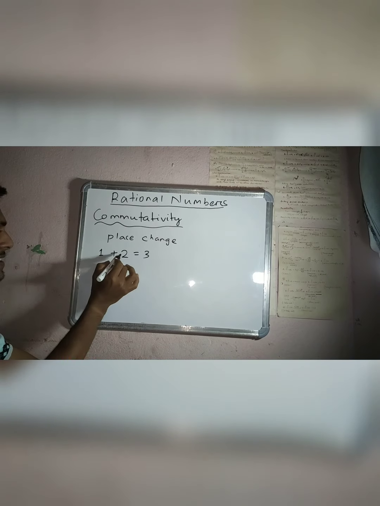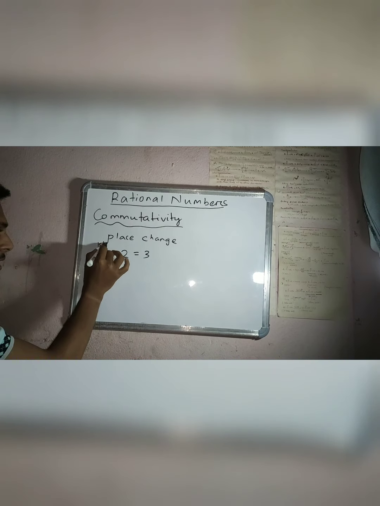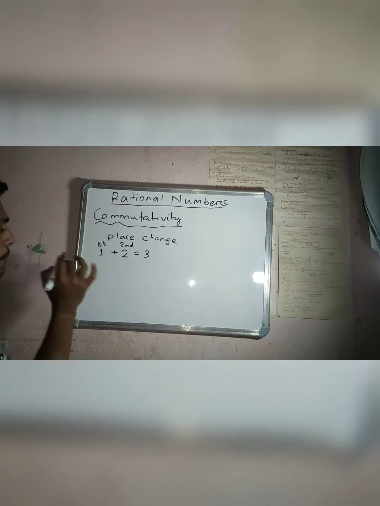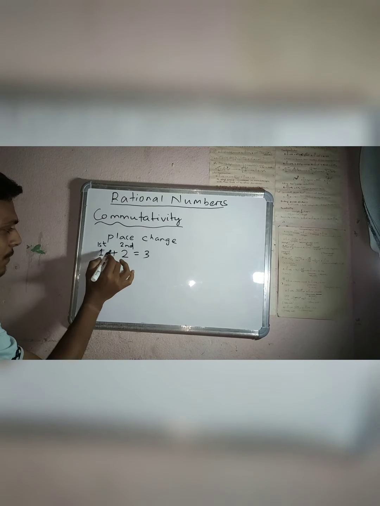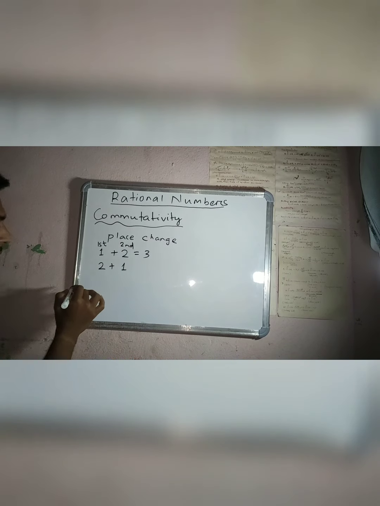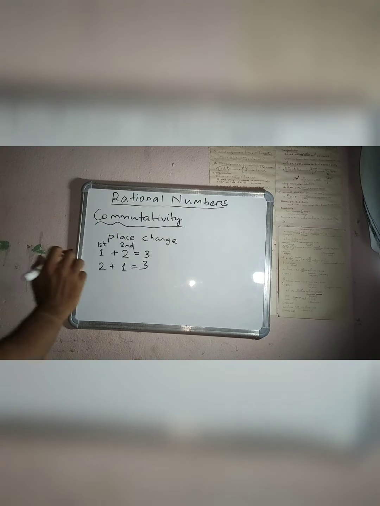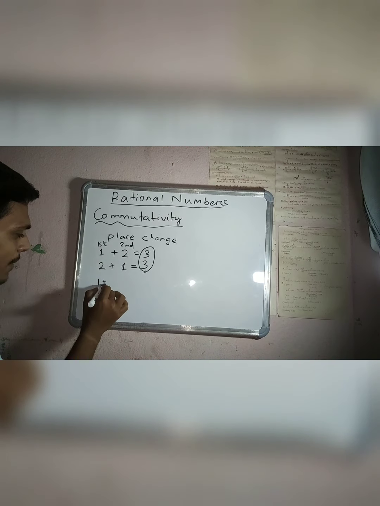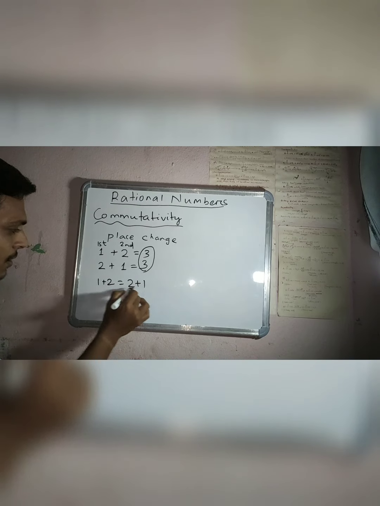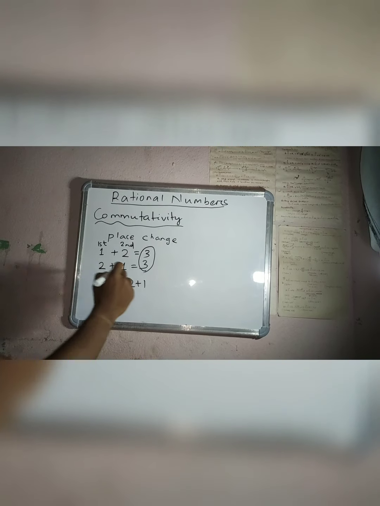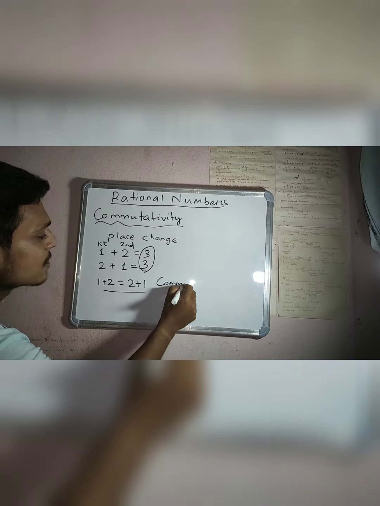But if I change the place, means 1 is in the first place and 2 is in the second place, and now in the first place I keep 2 and in the second place I keep 1, I get the same result 3. So if the two results are the same, then I can write 1 plus 2 is equal to 2 plus 1. So this is the commutative property.